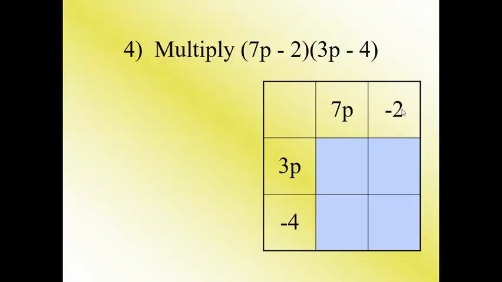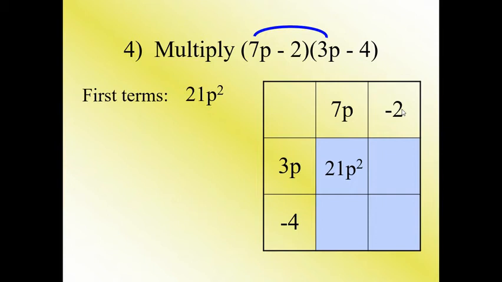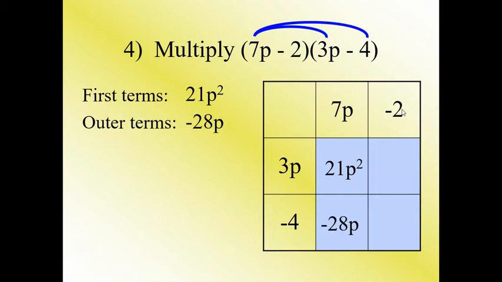Let's multiply this one. Okay, we have 7p minus 2 and we have 3p minus 4. The first terms are going to multiply to give us what? That's right. They're going to multiply the 7p and the 3p to give us 21p squared. Our outer terms are going to be 7p times negative 4 for negative 28p. The inner terms are going to multiply negative 2 times 3p for negative 6p.